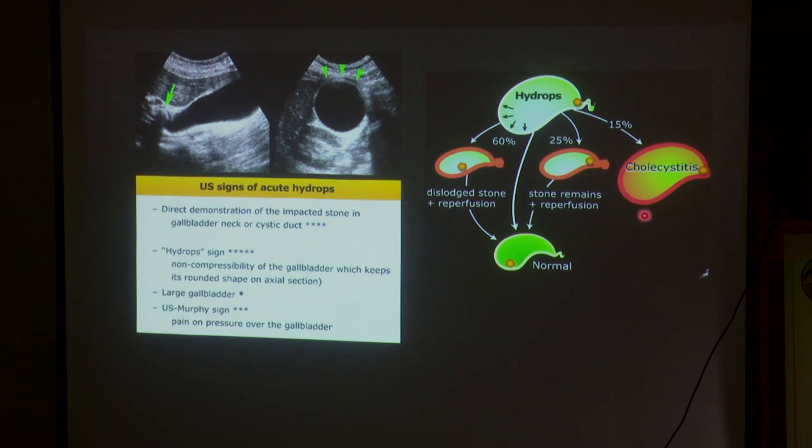But in cholecystitis, there will be elevated CRP. The patient will have more fever and increased pain. And in most of the acute hydrops cases, the patient will have some pain for one or two weeks, and gradually becomes normal. So that's about gallbladder hydrops.